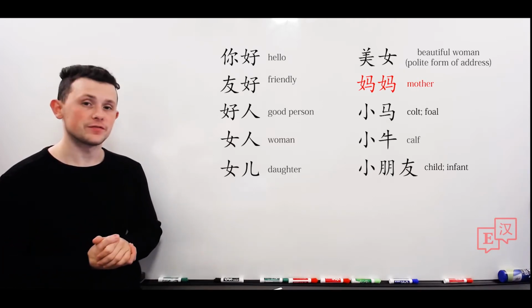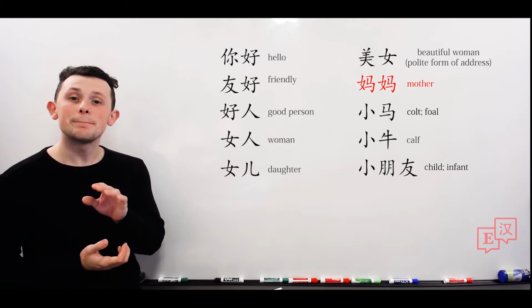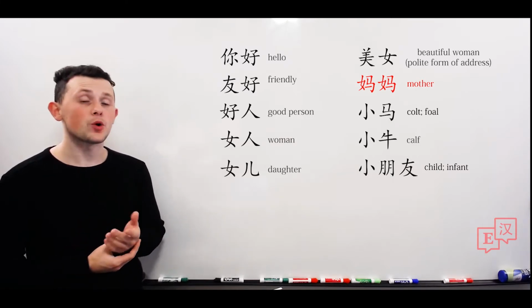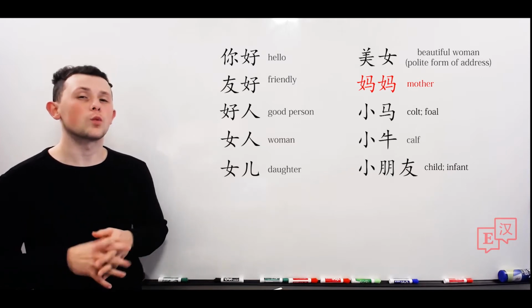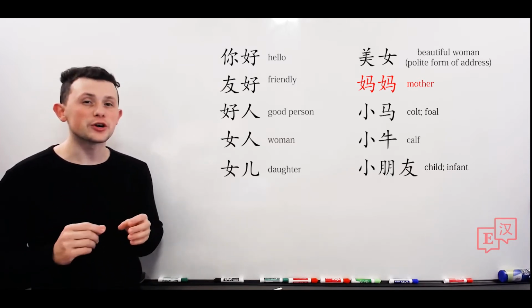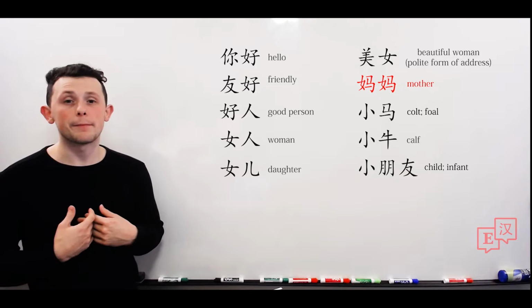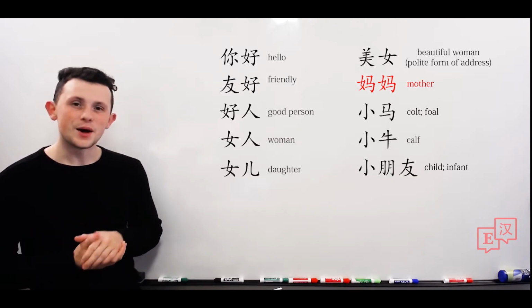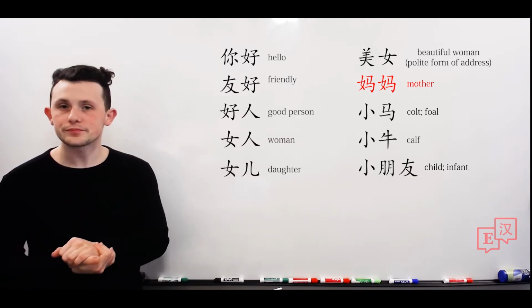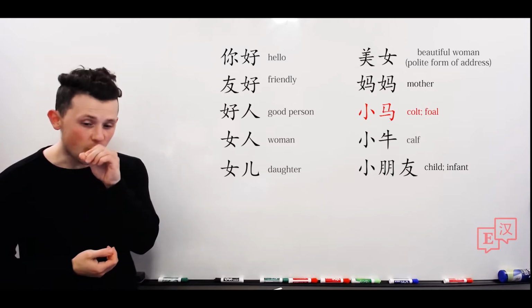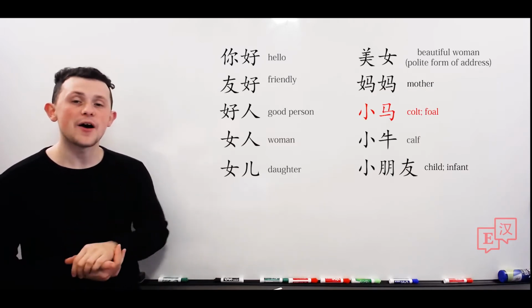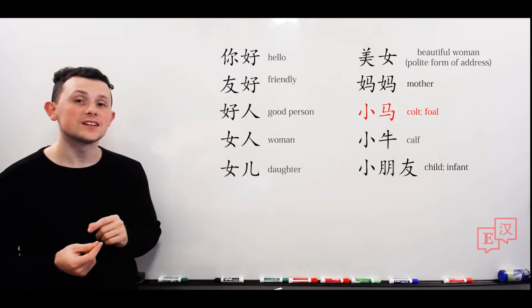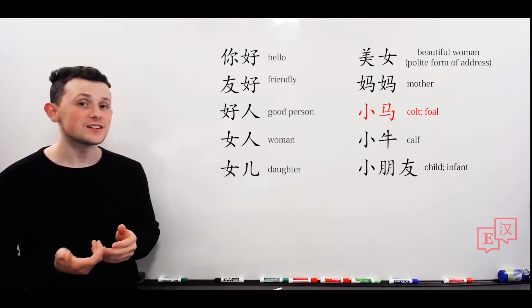Mother. Very simply. Mama. Your mom or mother. Note, this is a relatively informal word. So it's less like mother and more like my mom or my mommy, right? Mama. 小马，小马. A little horse is a colt.